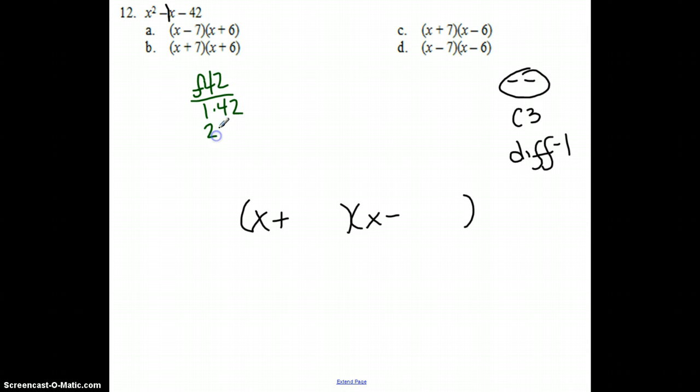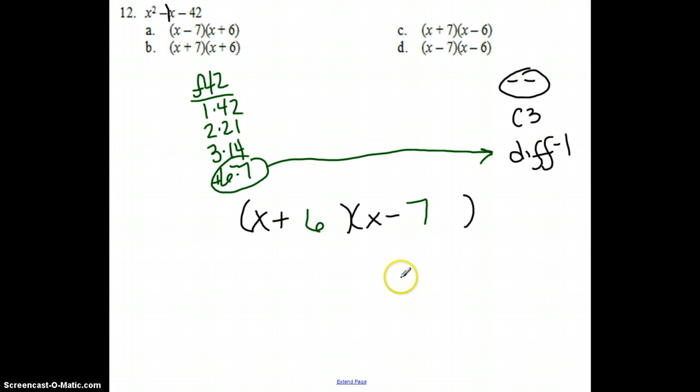So 1 and 42, 2 and 21, 3 and 14, 4 doesn't go into it, 5 doesn't, then 6 and 7. And this is the pair that's going to give me a difference of 1. Now if the difference is negative, that means this one is negative and this one is positive, which can help me place them in the right spot. So based on this, on number 12, my answer is going to be A. Okay, next one down.